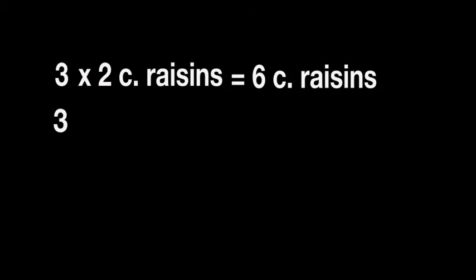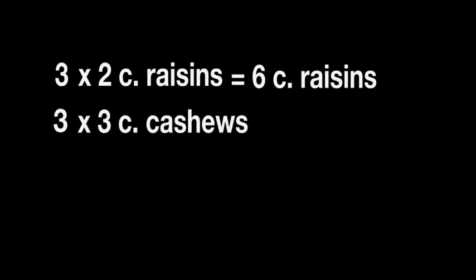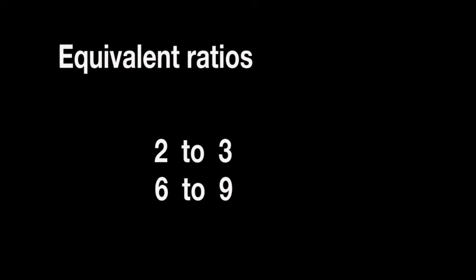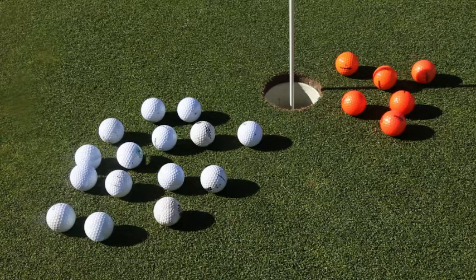So, 3 times 2 cups of raisins equals 6 total cups of raisins. And 3 times 3 cups of cashews equals 9 total cups of cashews. The new ratio is 6 to 9. The original ratio of 2 to 3 and the new ratio of 6 to 9 are called equivalent ratios. Equivalent ratios are 2 ratios that express the same relationship. Now let's see how we can simplify ratios.